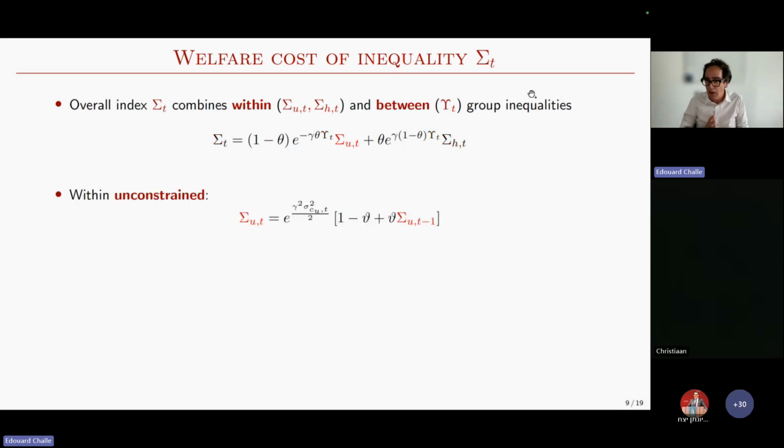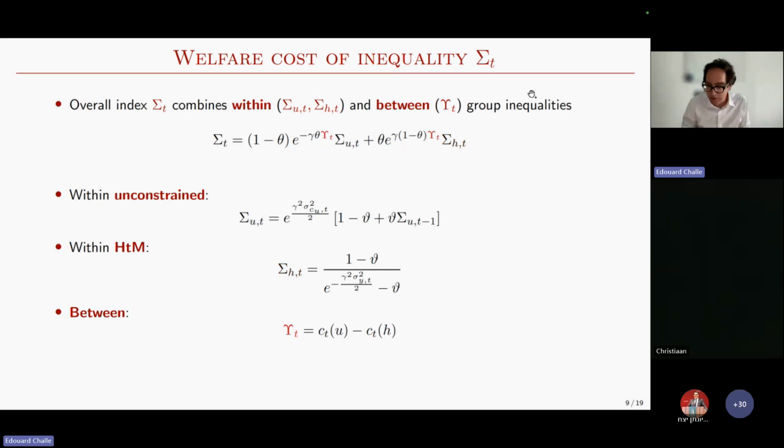Okay? What the CARA-normal assumption gives you is a tractable expression for sigma U, first of all. So this inequality index is going to evolve according to a quasi-AR1 process. It's a scalar that you can keep track of. And we also have a tractable expression for the cost of inequality within the group of hand-to-mouth households, which is given there.